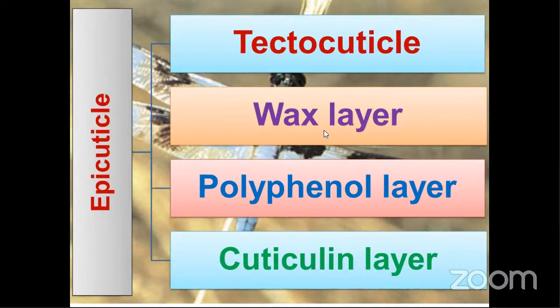Next one, the cuticle layer. The cuticle layer serves the purpose of permeability. Insect stretchability will depend on this cuticle layer. We will also call it the protein epicuticle.